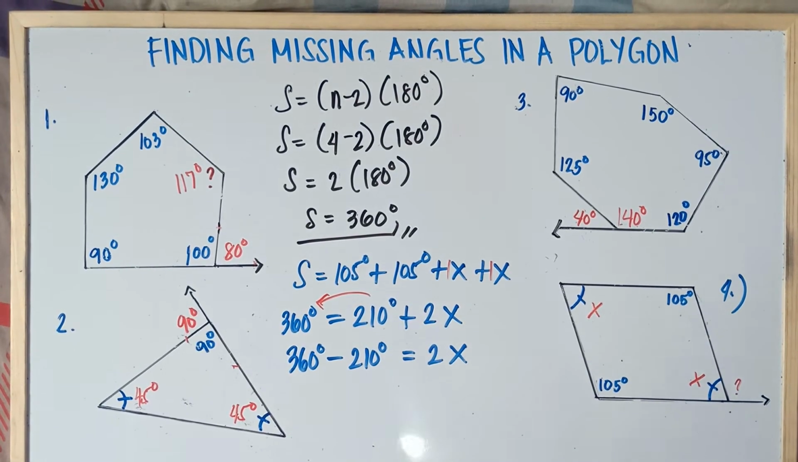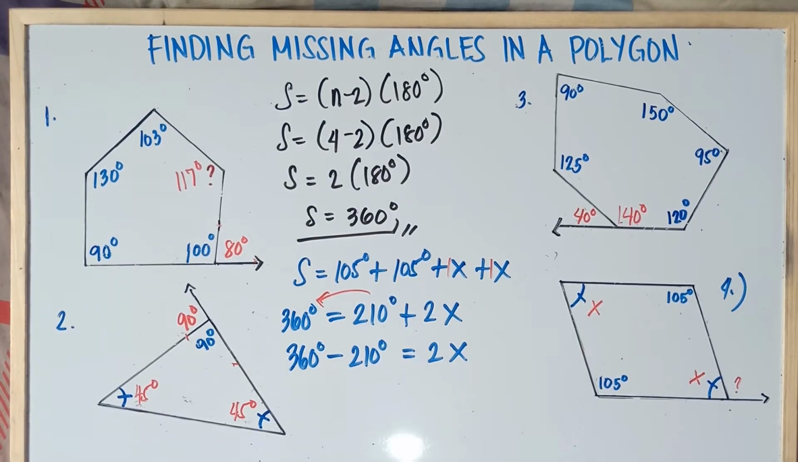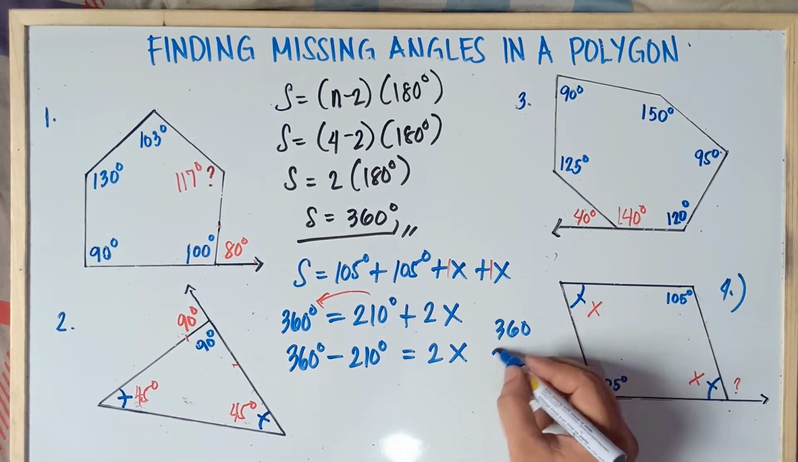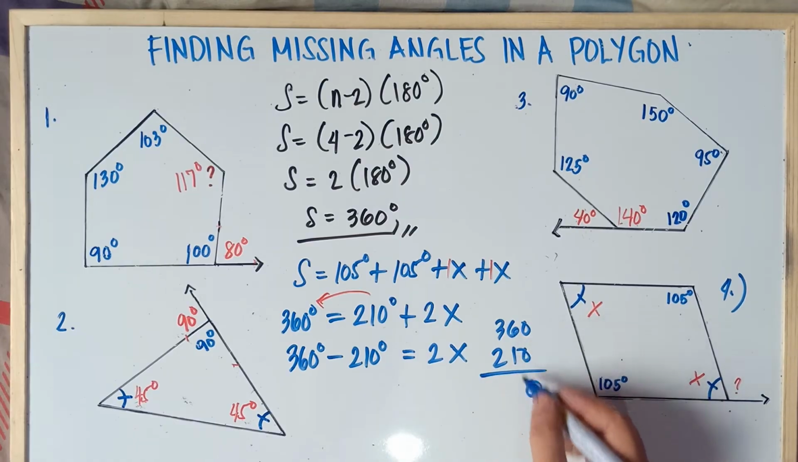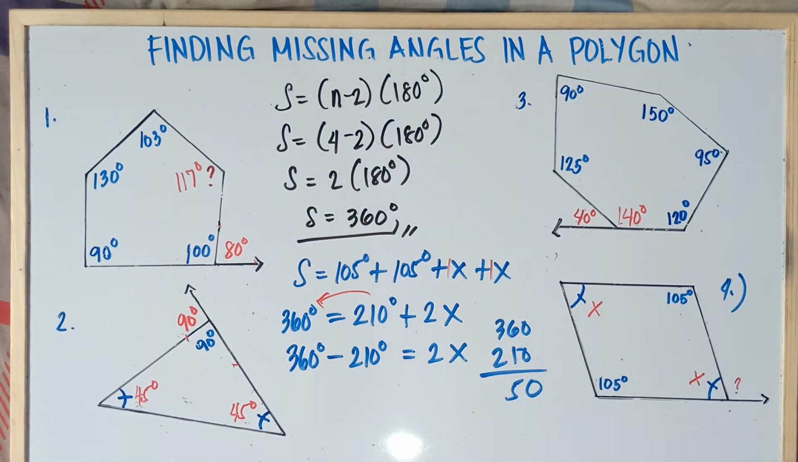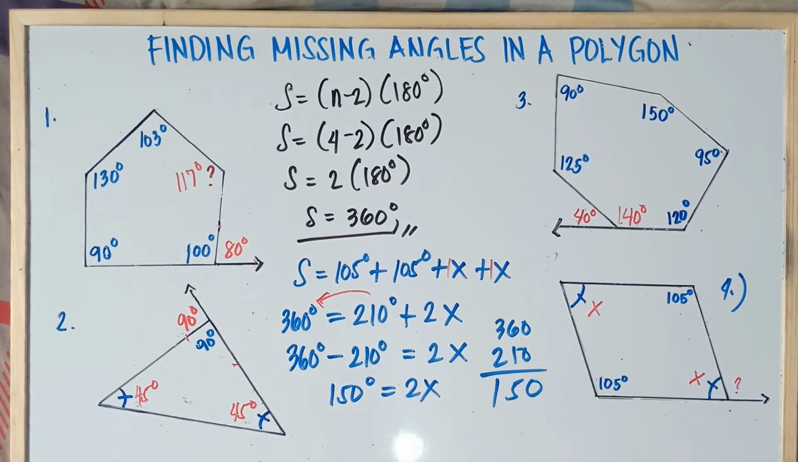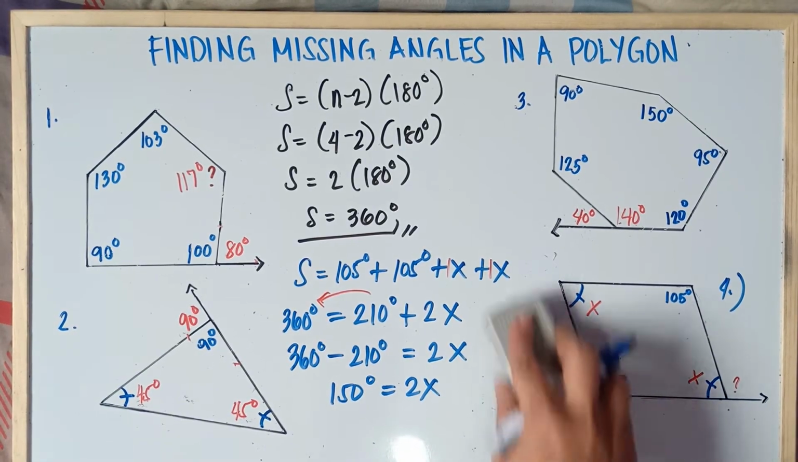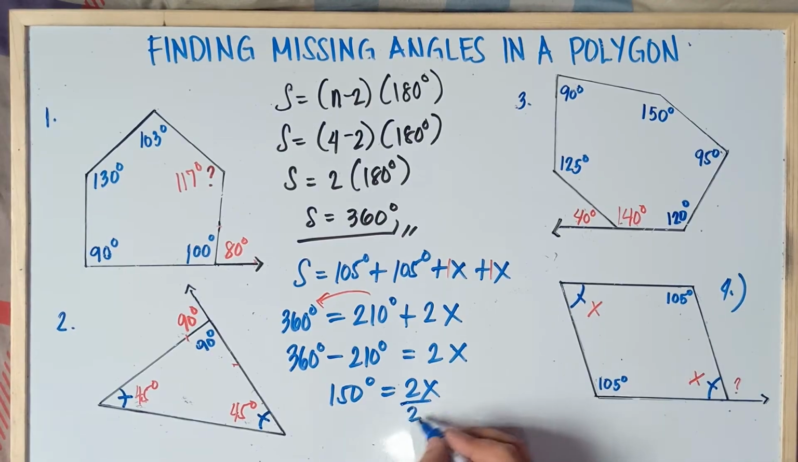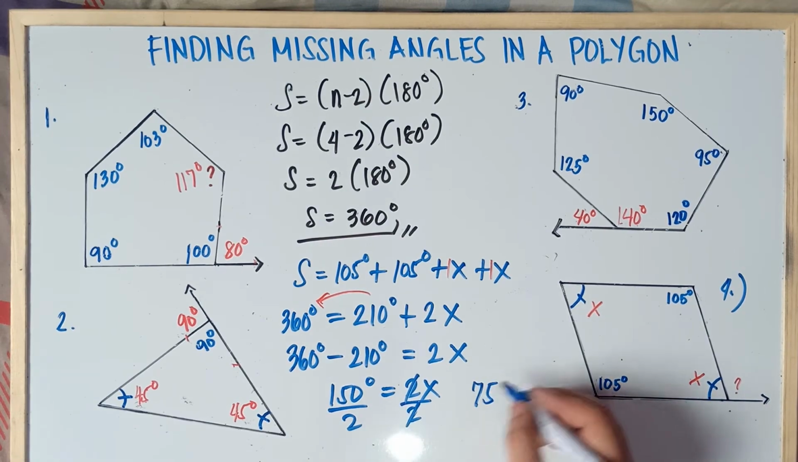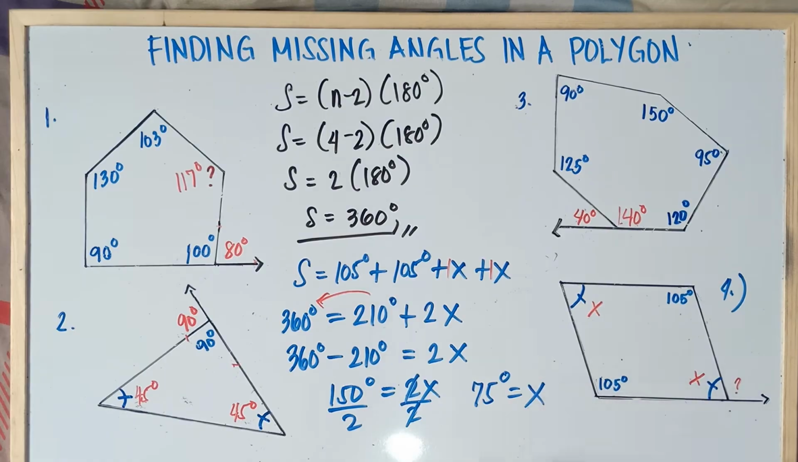So 360 minus 210, what's the answer, class? 0, 6 minus 1 is 5, 3 minus 2 is 1. 150 degrees. So therefore, 150 degrees equals 2x. To get the value of x, you divide both sides by 2 so that we can cancel this out. 150 divided by 2 is 75. Then do not forget the degrees: 75 degrees equals x.